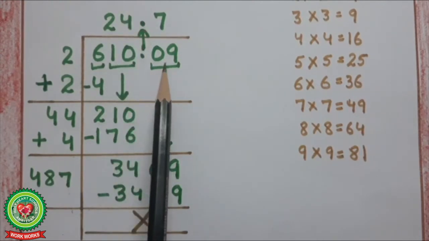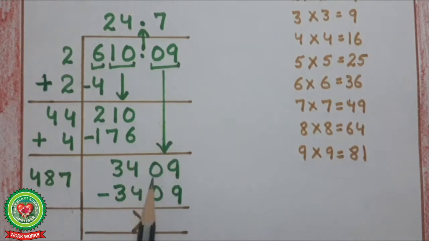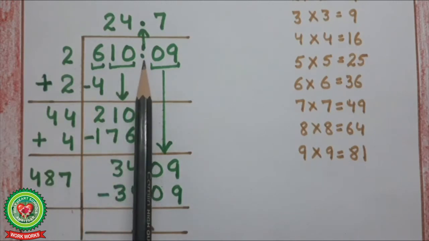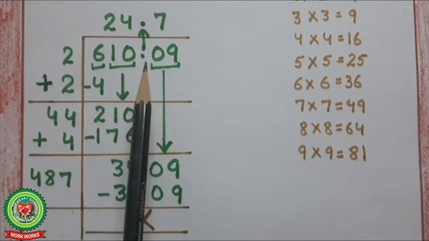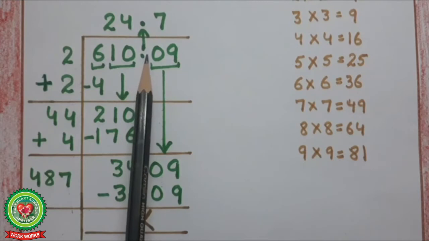Then we will shift 09 down and write it with the remainder 34, so that 3409 comes out to be our new dividend. Don't shift this decimal point down, we should shift the decimal point above only.